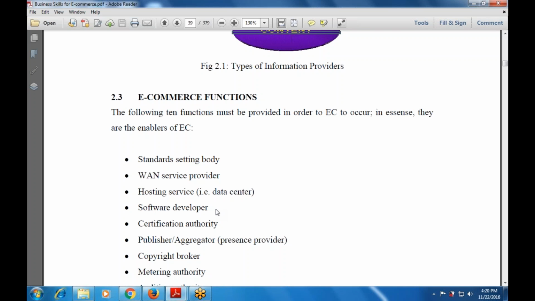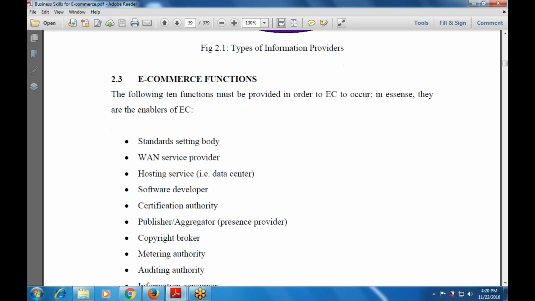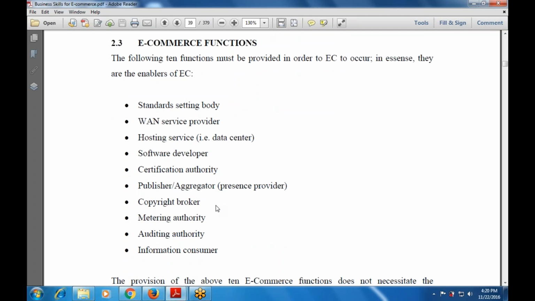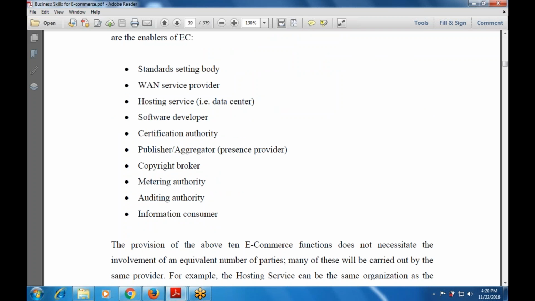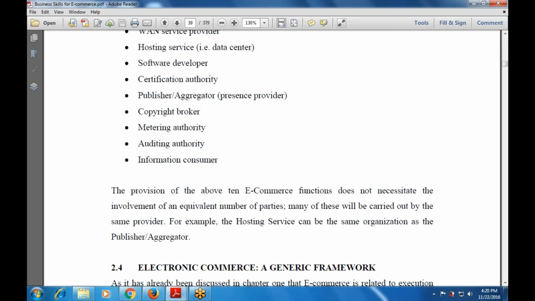Then certification authority, publisher, aggregator, copyright broker, metering authority, which may be a presence provider, an information center, or the consumer. For the provision of these 10 e-commerce functions, it is not necessary that an equivalent number of parties be involved. They can be carried out by the same provider or by different providers, either in a group or in an individual framework.